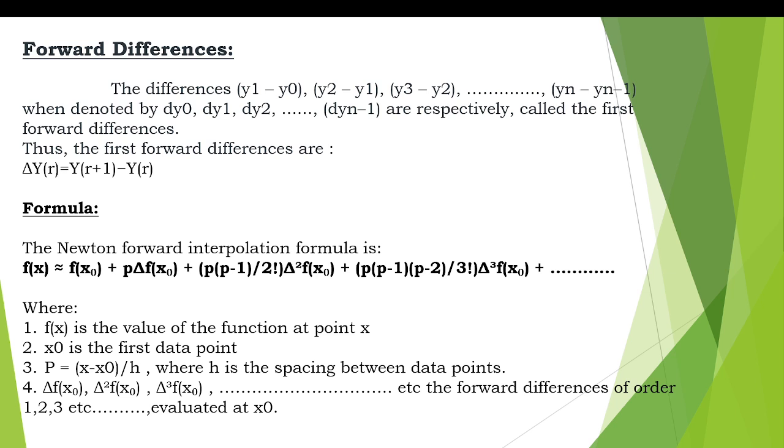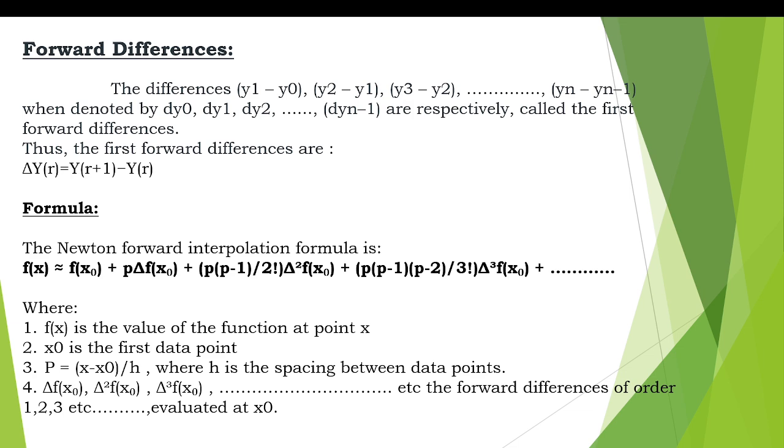Next, I have written the forward differences. The differences y1 minus y0, y2 minus y1, y3 minus y2, up to yn minus yn minus 1, when denoted by delta y0, delta y1, delta y2, up to delta yn minus 1, are respectively called the first forward differences. Thus, the first forward differences are delta yr equal to yr plus 1 minus yr.